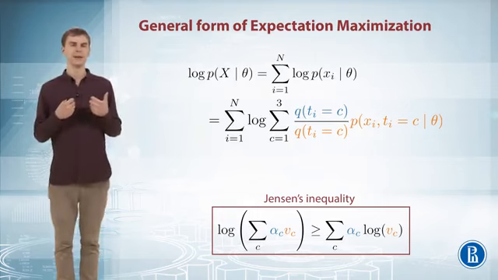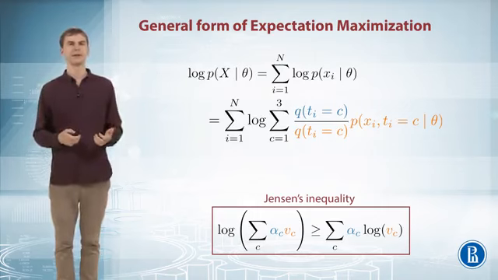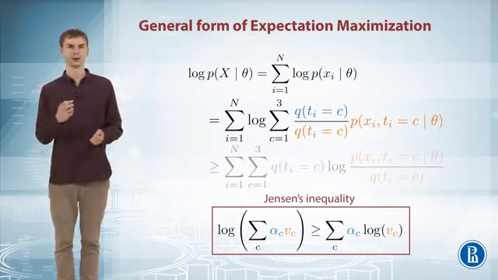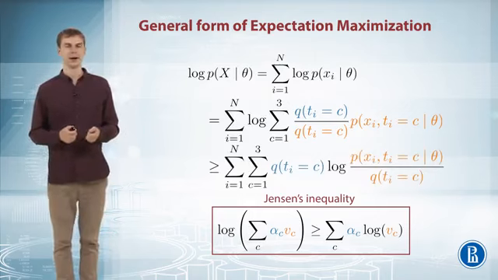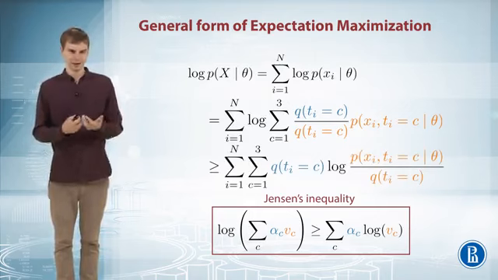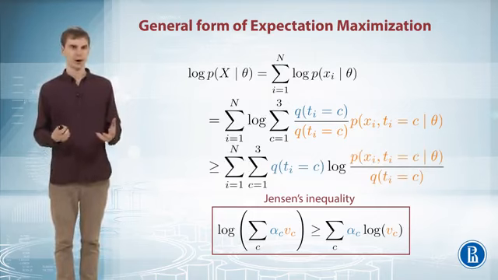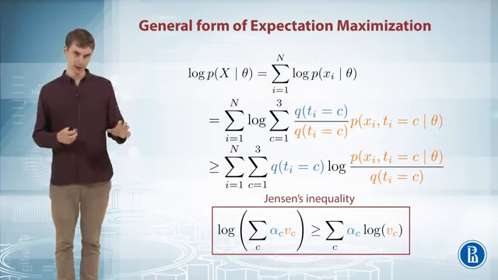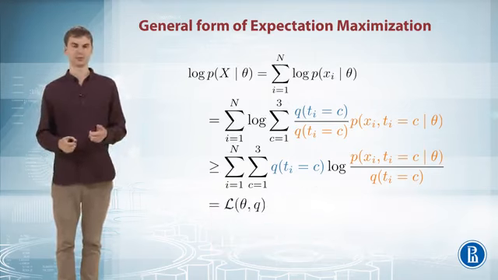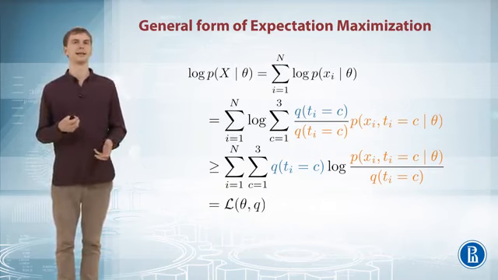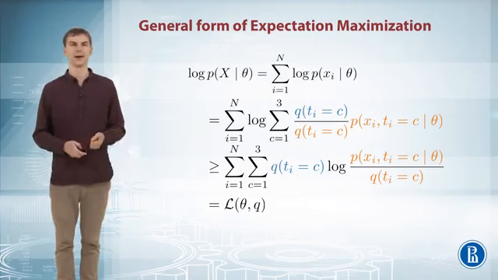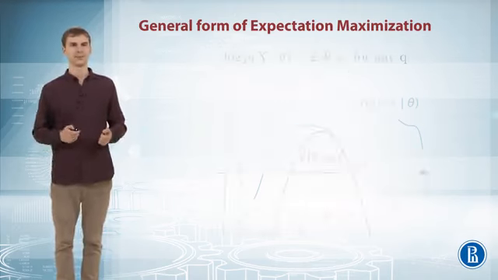And now we can apply Jensen's inequality for the logarithm to this function to build a lower bound, which will look like this. And notice that it now depends on q, right? So we kind of succeed. We built a lower bound which depends both on theta and on q, which we can now change to obtain different lower bounds and to choose the lower bound we would like to use on this current iteration. So now the picture looks like this.